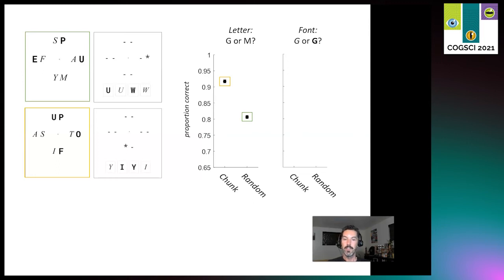The Content-Free View would predict that as chunking improves memory, the individual letters get replaced by content-free pointers in working memory, and therefore memory for trial-specific details such as font should be lost. But what we find is that memory actually improves for trial-specific font, as chunking improves memory for individual letters.